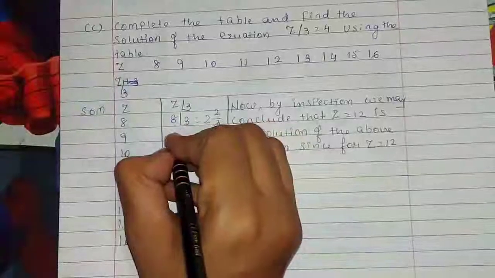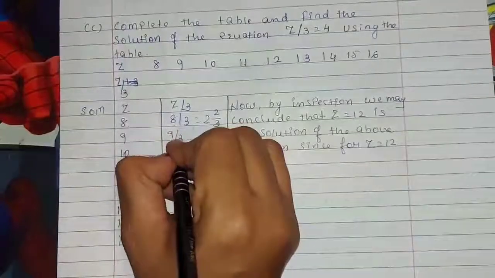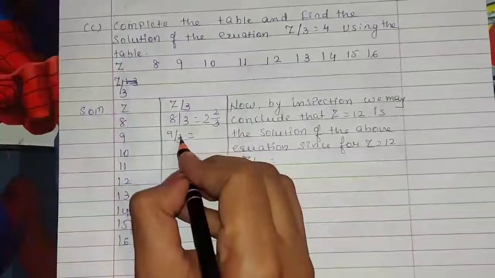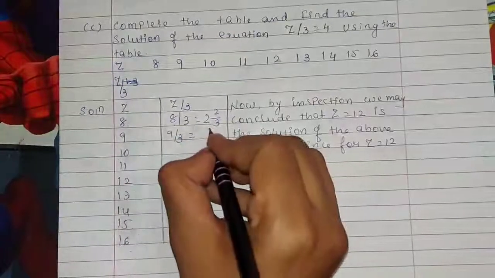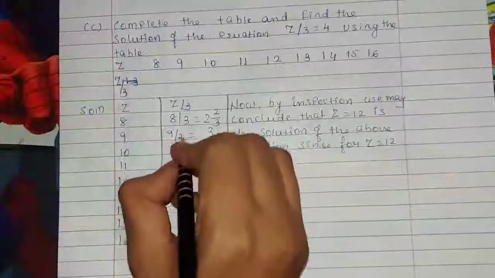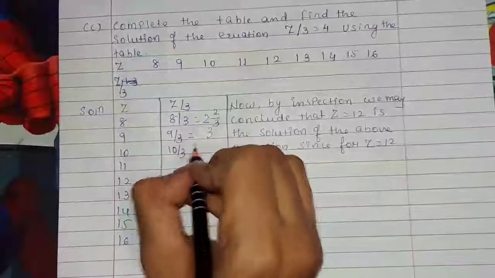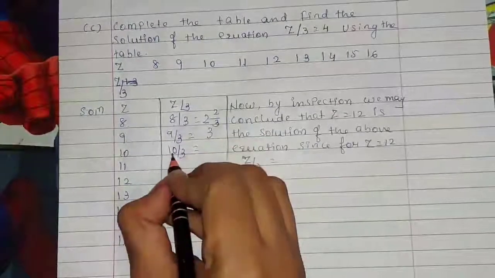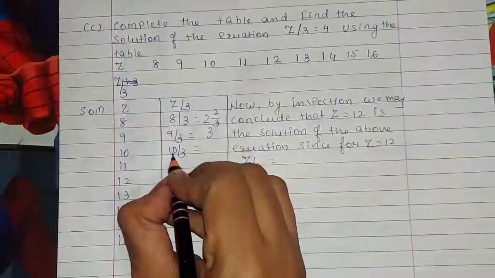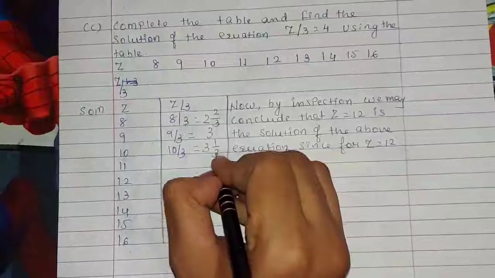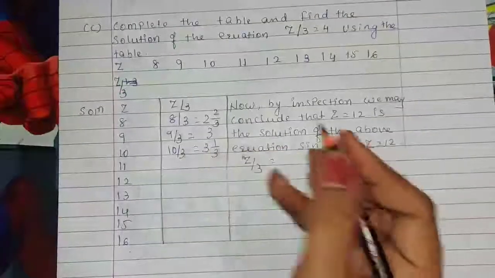Next is z equals 9, 9 upon 3. Now in this fraction, students, you can convert it into lowest terms, 3 1s are 3, 3 3s are 9. Hence the answer is 3. Next number is 10 upon 3. Here z equals 10. This is also an improper fraction, so we will convert it into a mixed number. 3 integer 1 upon 3. 3 3s are 9, 9 plus 1 is 10.